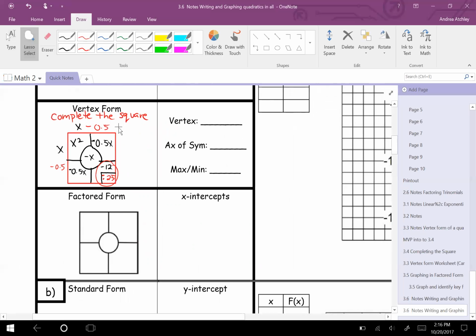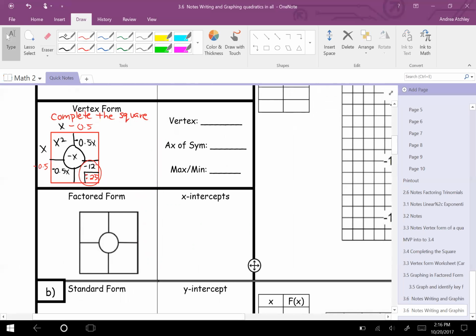Move this all the way over here. I'm going to write, so it's going to be f of x equals x, the length of my sides are x minus 0.5, squared. And then negative 12 and negative 0.25 is negative 12.25. So that's vertex form.